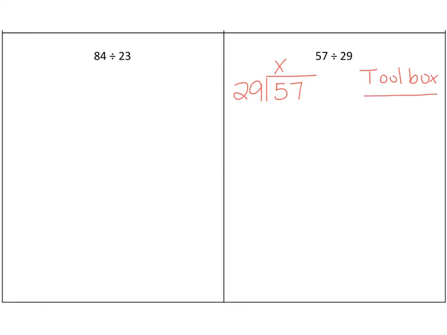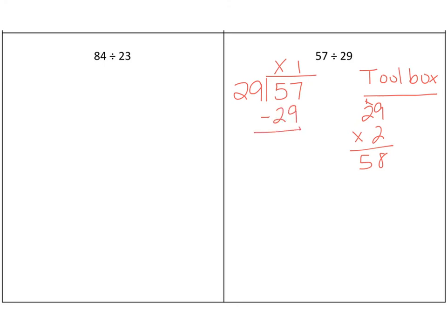So 29 times 1 is 29. So let's try 29 times 2. 2 times 9 is 18. Write the 8, carry the 1. 2 times 2 is 4, plus 1 is 5. 58 is too large for 57. So it must be 1 29 can fit into 57. So 1 times 29 is 29.